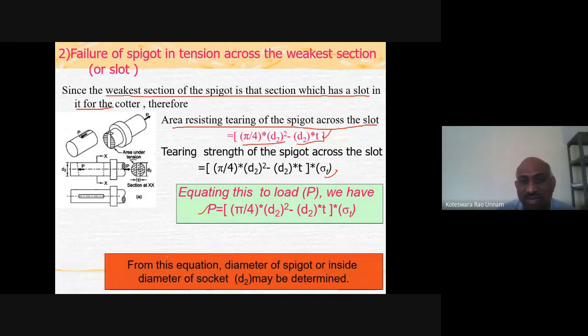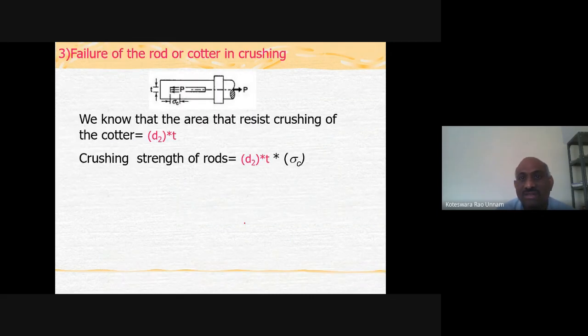From this equation, the diameter of the spigot, or inside diameter, may be determined. But here you don't know what the t value is, and without knowing the t value, you cannot find that value. But this is the equation we are going to use. For that, we'll use a certain relation. There is a relation between d2 and t. Generally t is taken as d2 by 4. If you use that relation, you can easily find that.